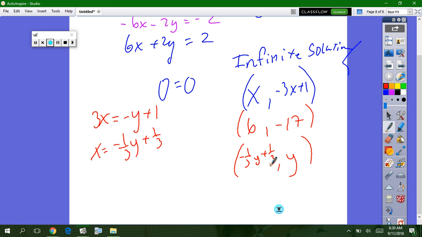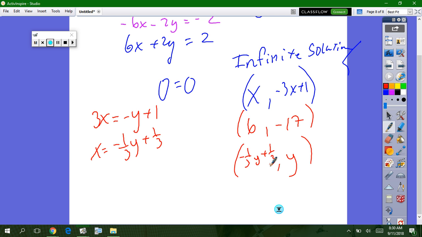Let's see if I plug that in, it still works. Let's plug in negative 17. So I plug in negative 17. Negative a third times negative 17 becomes 17 thirds plus a third. That's 18 thirds, right? What is 18 thirds? 6. Still uses that point.